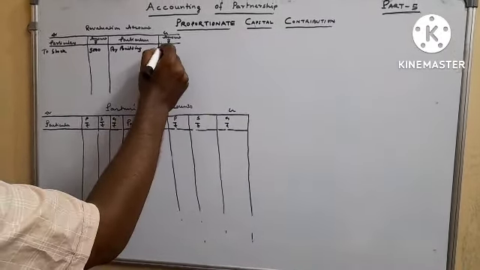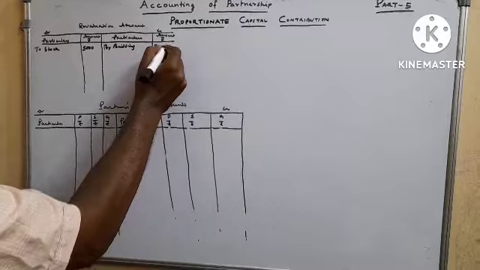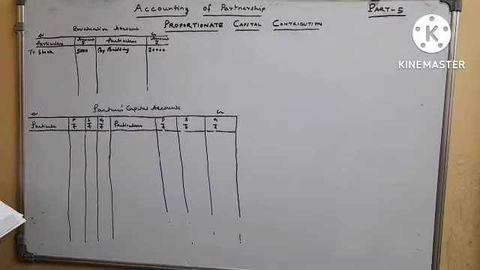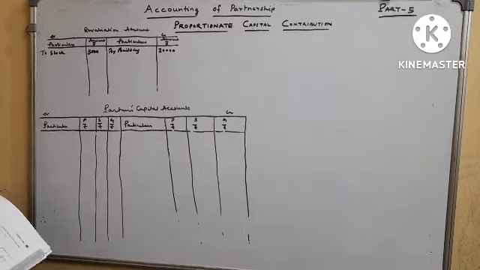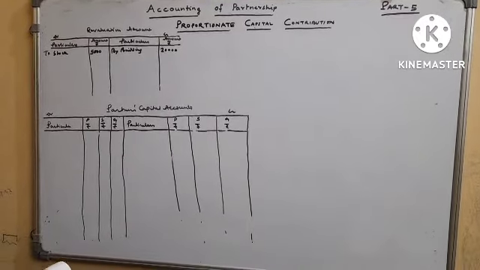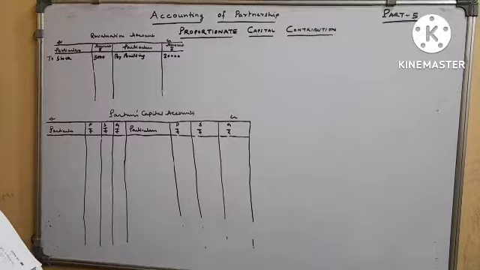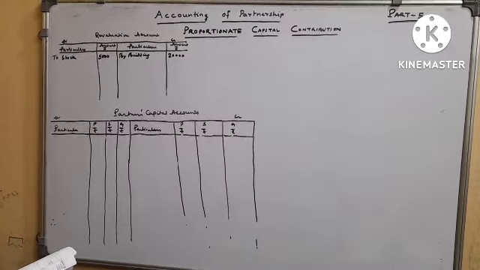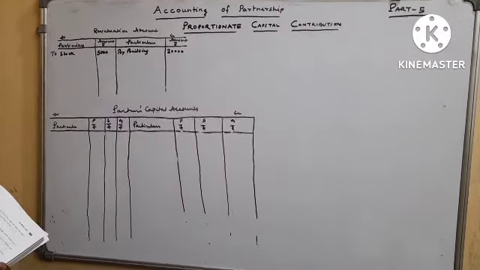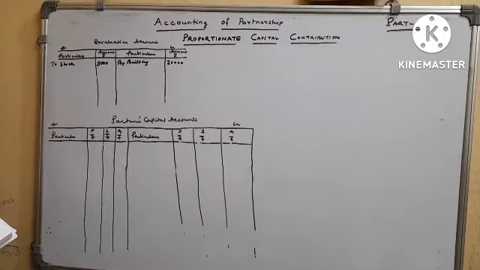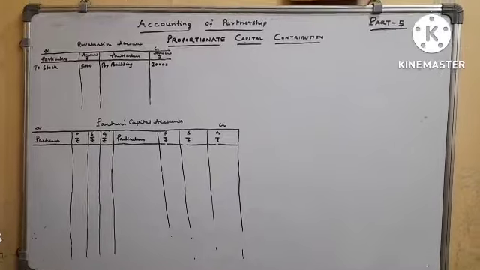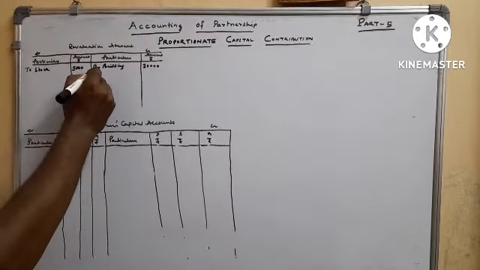It will be 20,000. Provision for doubtful debt created 10% on debtors. Now debtors given 1 lakh, 10% means 10,000. Previously provision 15,000 was there. Now it is becoming 10,000. So 5,000 provision to be credited to revaluation account.